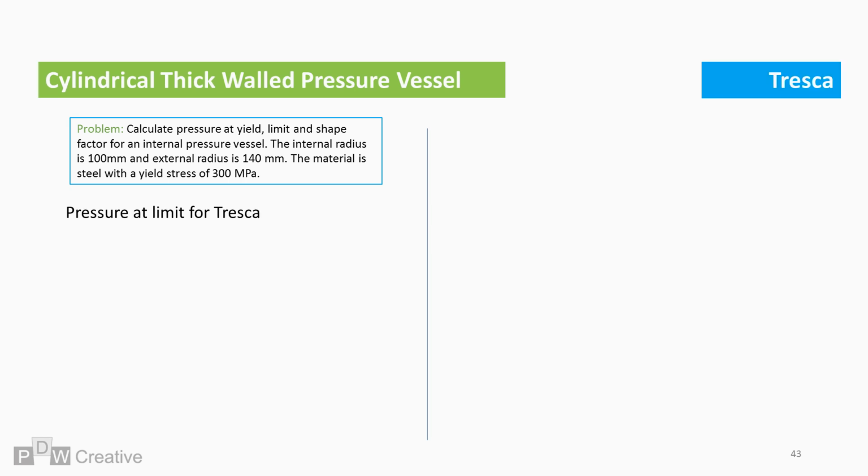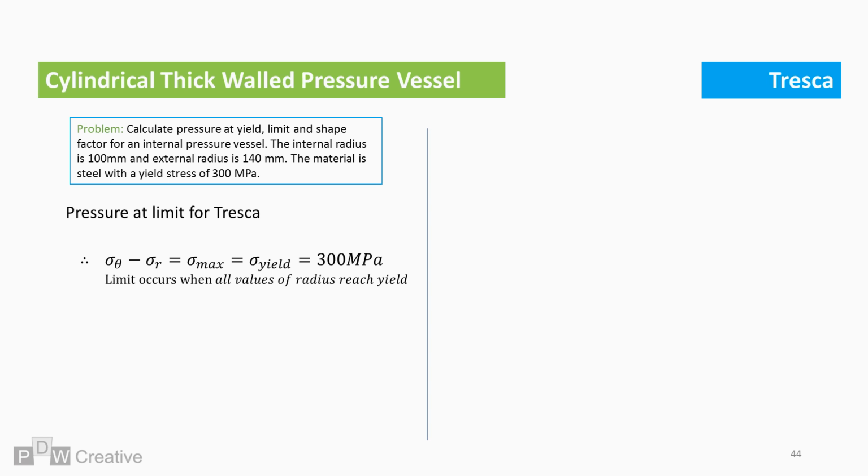Okay, so far we've worked out the uniaxial pressure or stress required to cause first yield at the internal radius of the vessel. Uniaxial stress was worked out using Tresca and von Mises methods. Now we can work out just how much stress can be applied before we reach the pressure limit for the design.